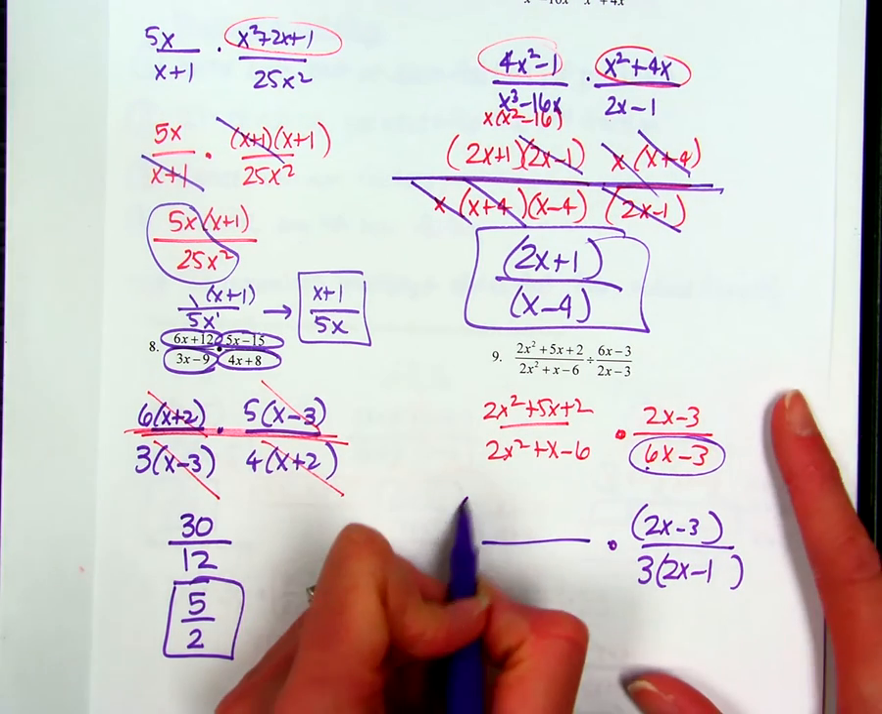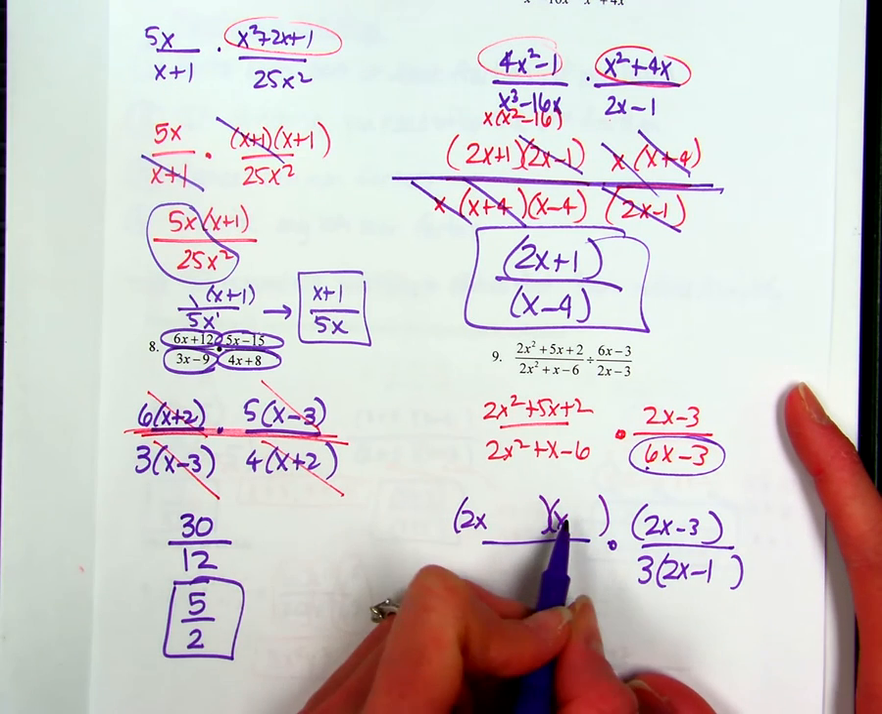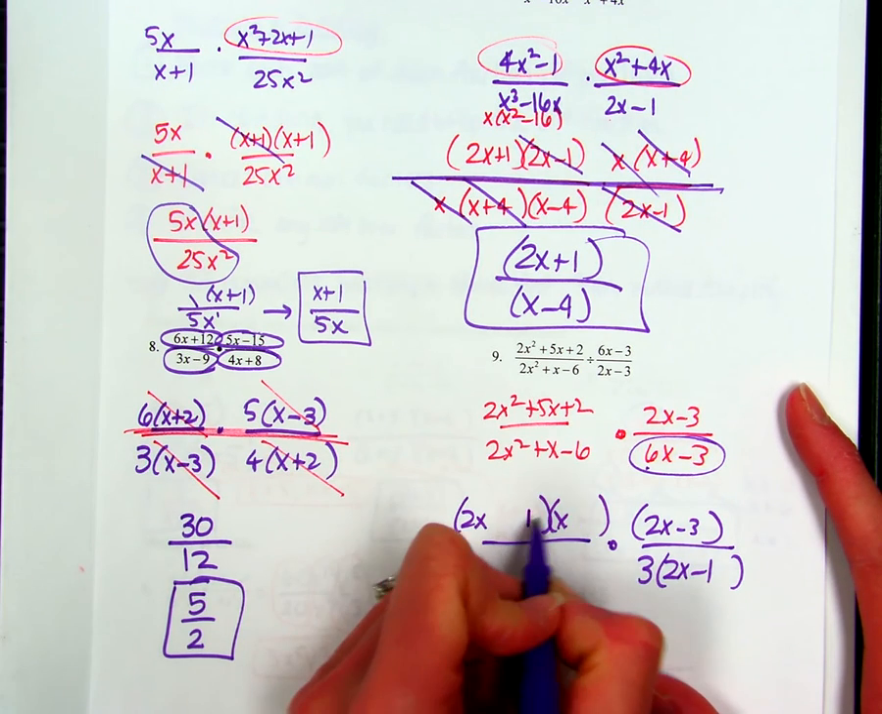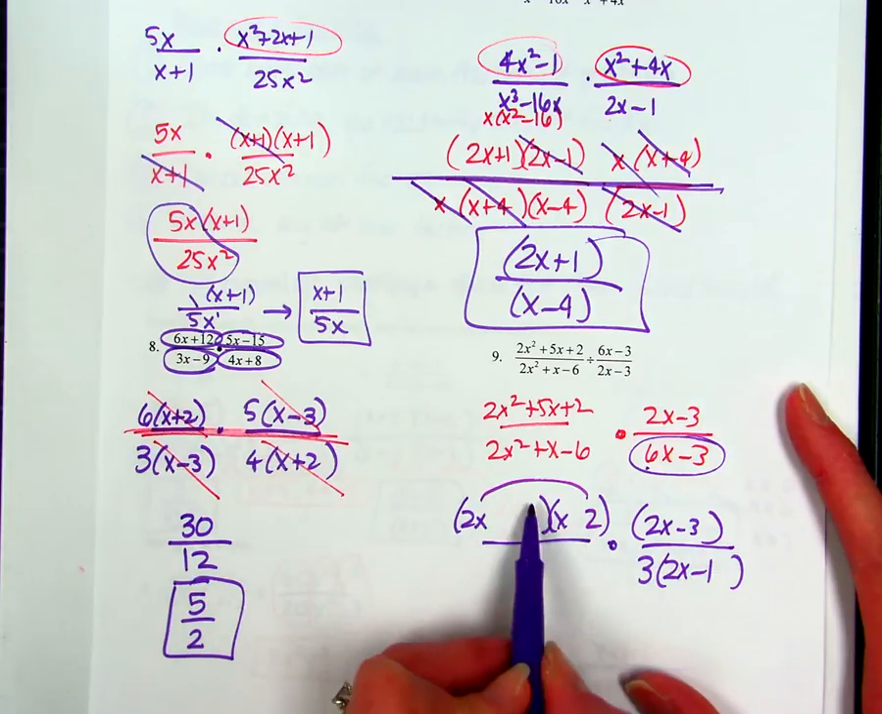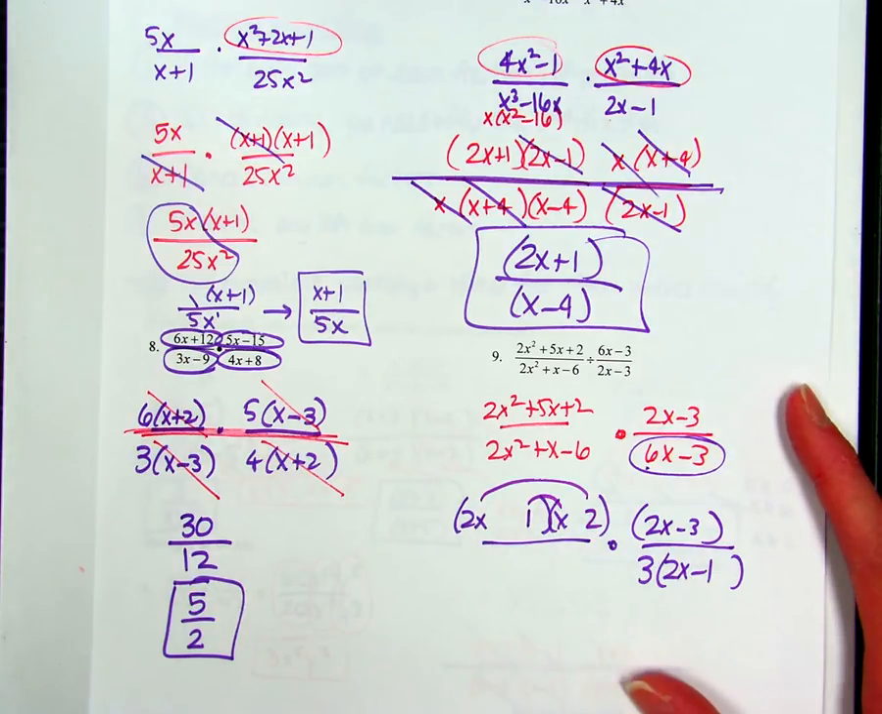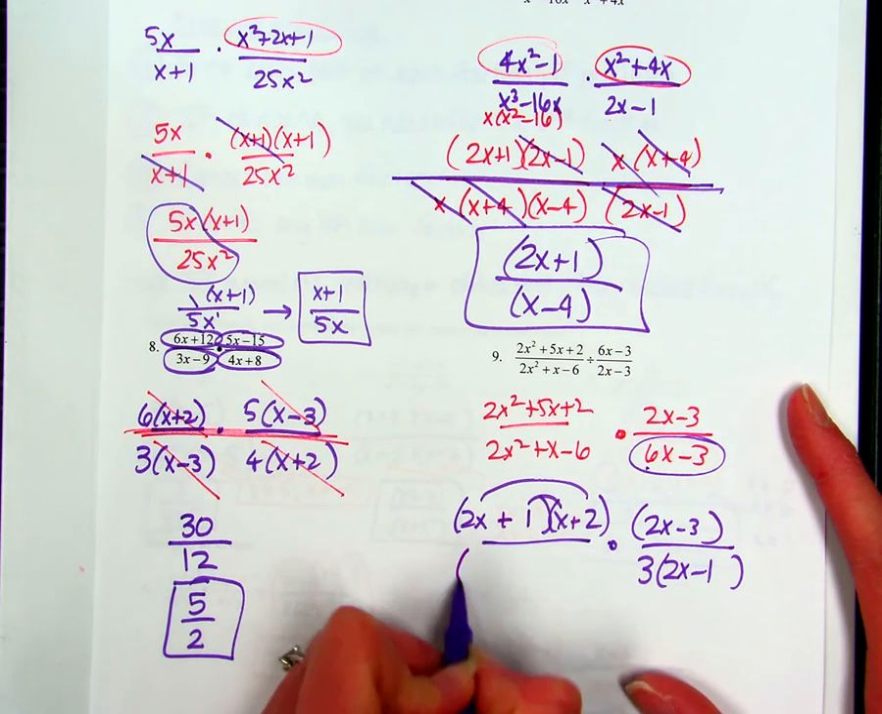Now, for this one, I've got 2x and x. I need to multiply to 2. So something that multiplies to 2 is 1 and 2. And then just double check. 2 times 2 is 4. 1 times x is 1. 4 plus 1 does add up to 5. So you have to check outer and inner. So that's how I factor the top.